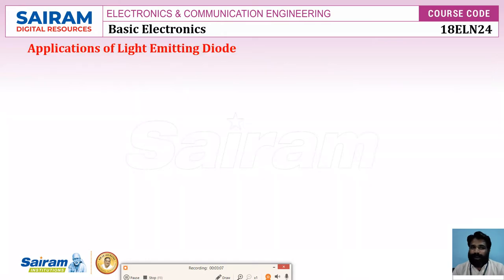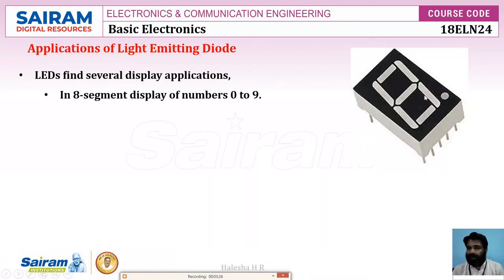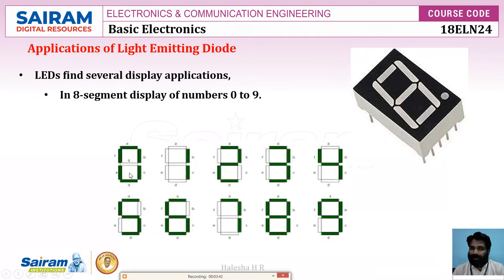Let's see applications of LED. We find many applications in display devices. LEDs find several applications in display devices, that means in the 8-segment display of numbers 0 to 9. This is an 8-segment display. Actually, we call it a 7-segment display, except this dot. This is also an LED. Remaining that, there are 7 LEDs required, so we also call it a 7-segment LED, and the numbers are displayed like this.